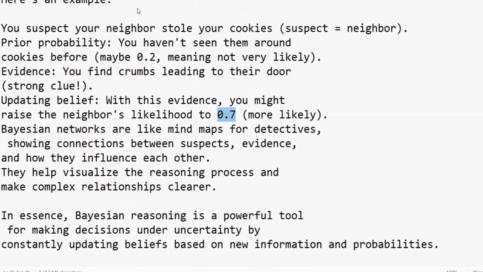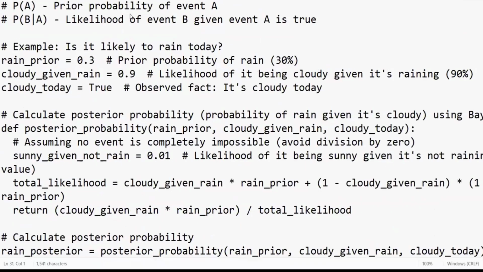Okay. Now we'll see a program of Bayesian. Now, understand the probabilities here. It is very, very important. So we'll take an example of rain. What is the probability of rain? So we are taking an example, rain prior probability is 0.3. If it's cloudy given rain, then it's a probability that definitely cloud will have rain, right?